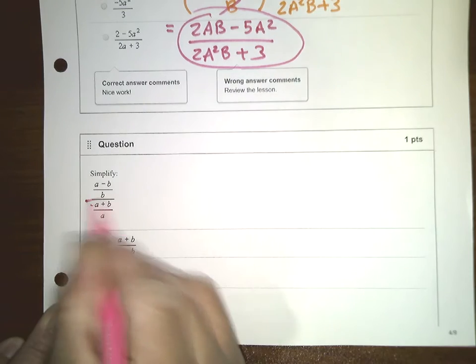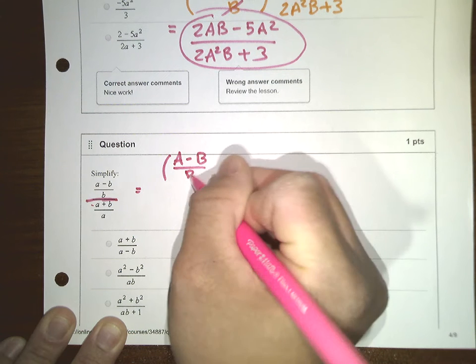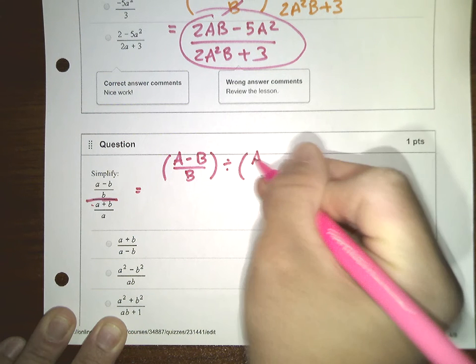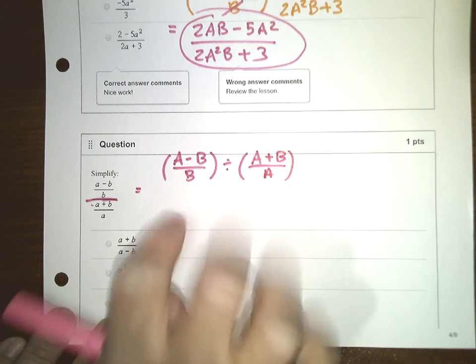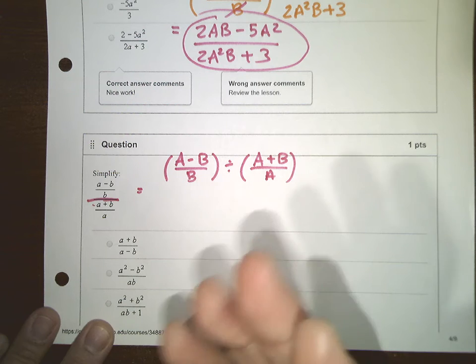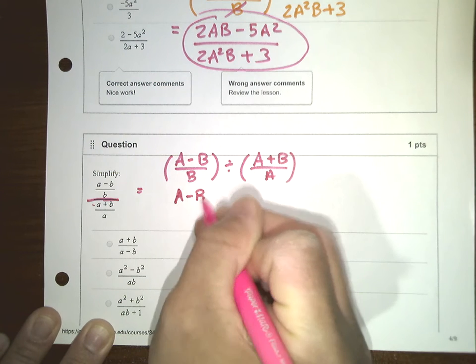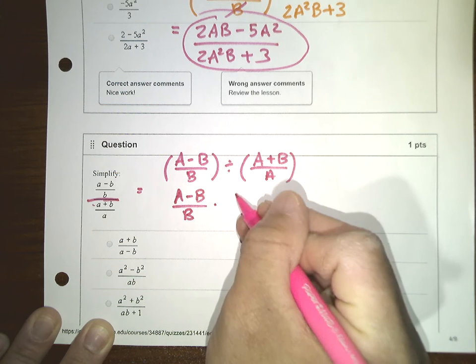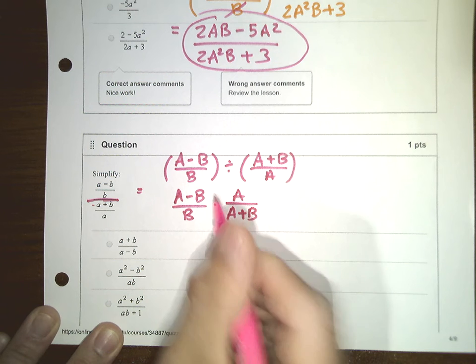So this is just a division problem here. So we have (a minus b) over b, divided by (a plus b) over a. Then the adding and subtracting has already been done for us, so I just need to multiply by the reciprocal and do the division. So (a minus b) over b times a over (a plus b).